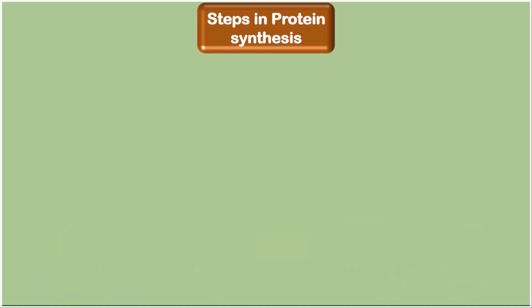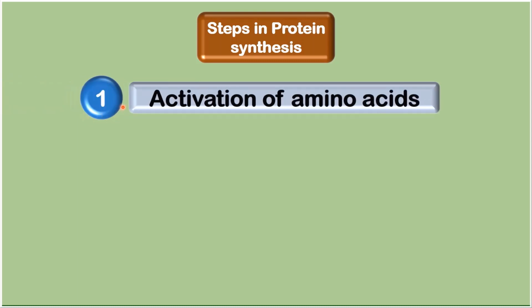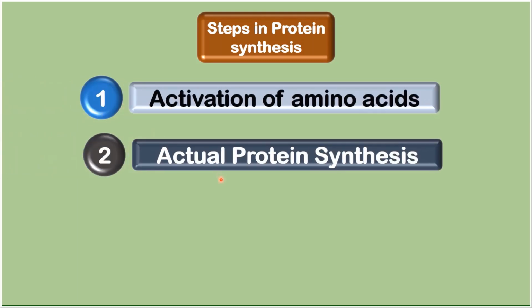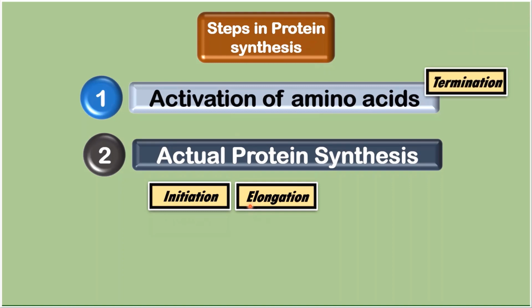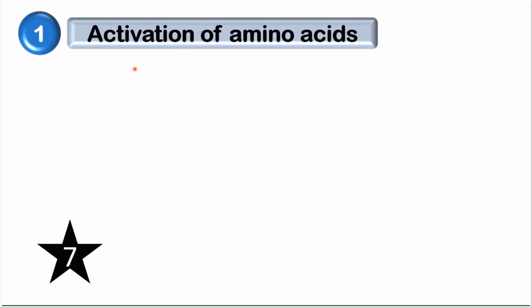Students, protein synthesis takes place in 2 steps. The first step is activation of amino acid, and the second step is actual protein synthesis, which is further divided into 3 sub-steps: initiation, elongation and termination. Now the first step in protein synthesis is activation of amino acid.